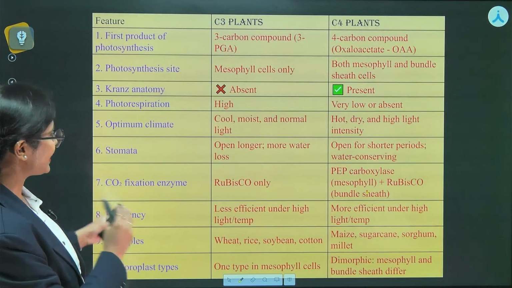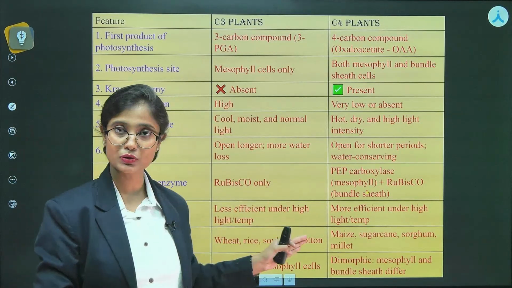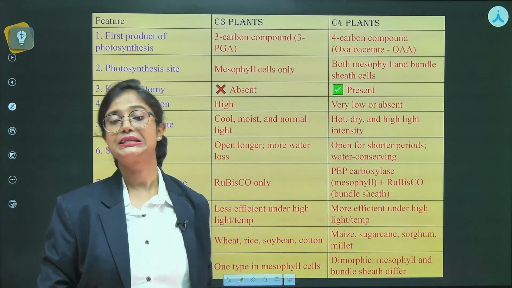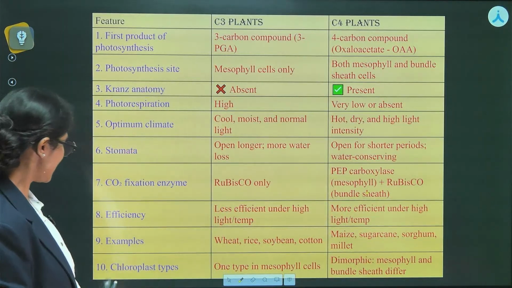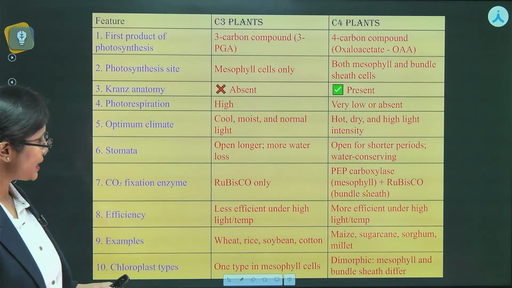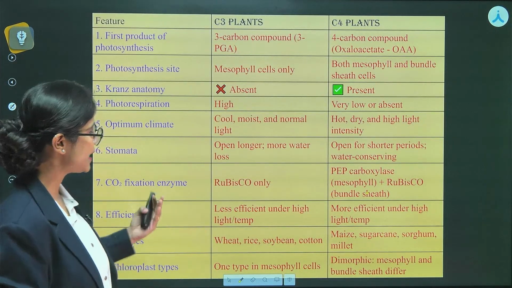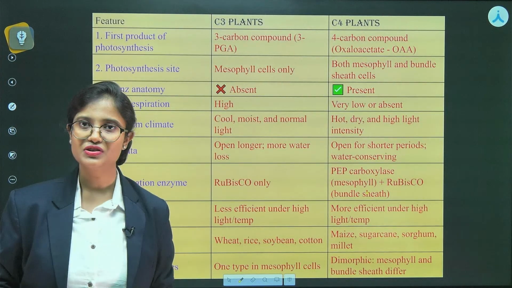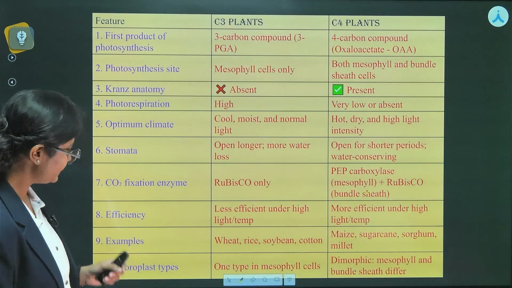Next one is CO2 fixation enzyme. Here the Rubisco is only involved, but in the C4 pathway PEP carboxylase along with Rubisco are involved. Next one is efficiency. C3 plants are less efficient at higher temperature, and if we talk about the C4 plants, they are more efficient.